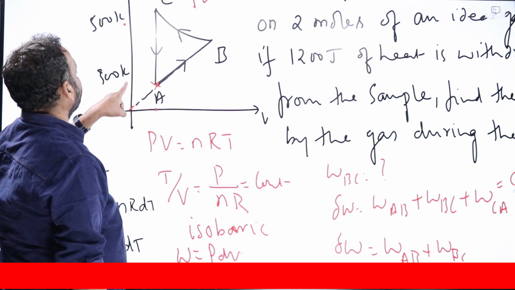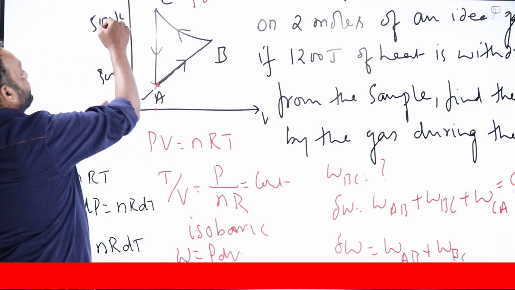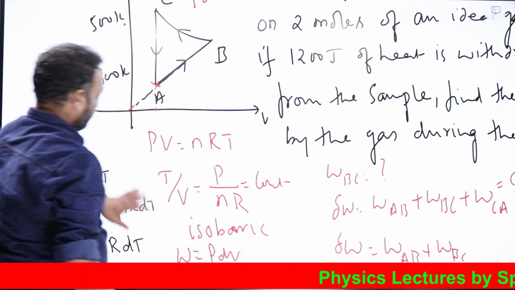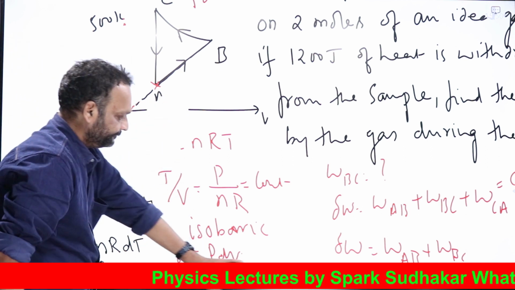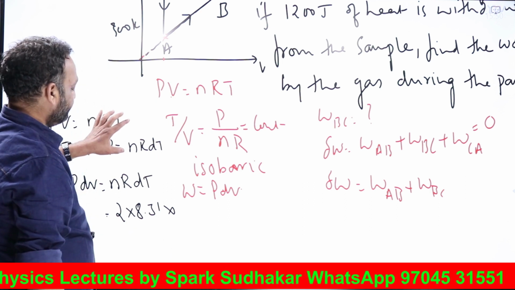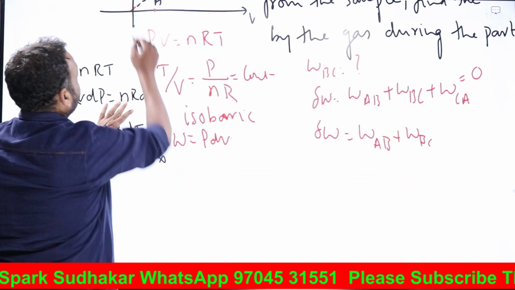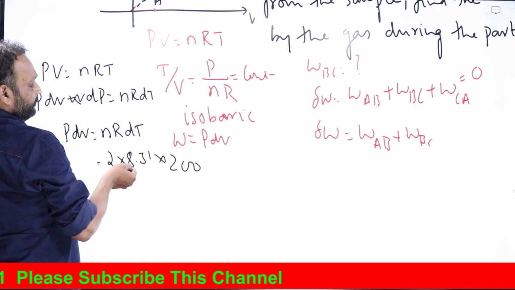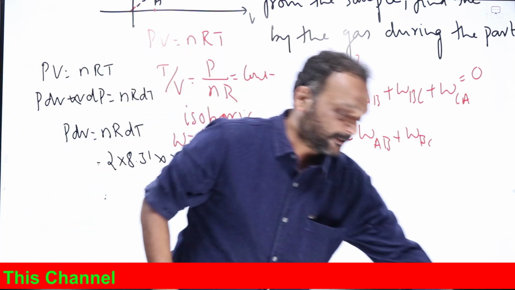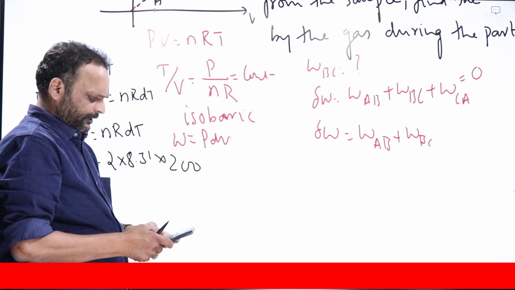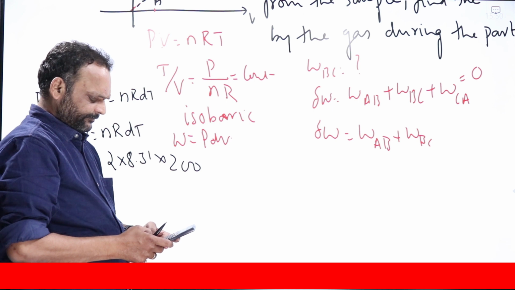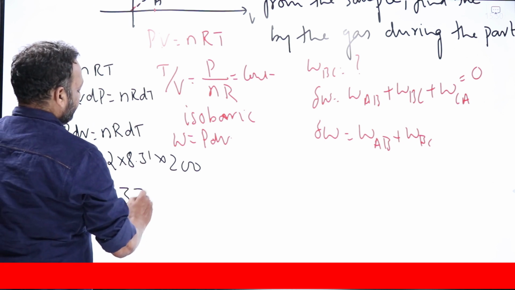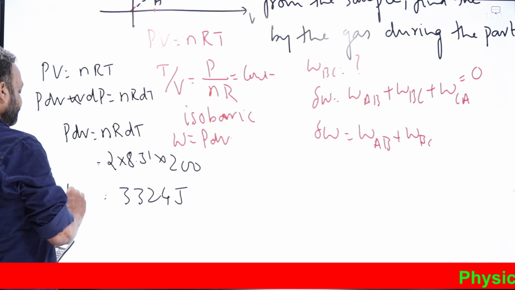In going from A to B, the system's temperature is changing from 300 Kelvin to 500 Kelvin. This 500 Kelvin should be written here. So what is dT equal to? 500 minus 300 is nothing but 200 Kelvin. So that is 400 into 8.31. What is 400 into 8.31? It is equal to 3324 joules. So this is our WAB.